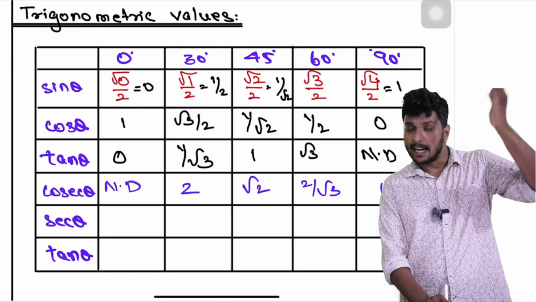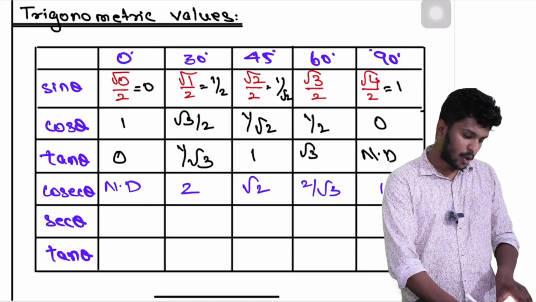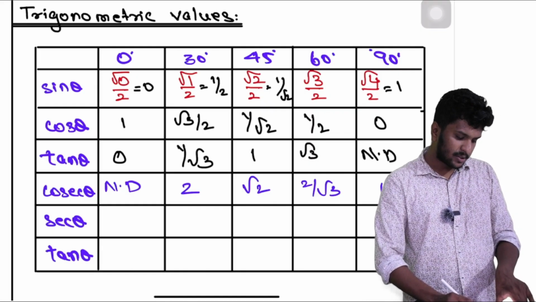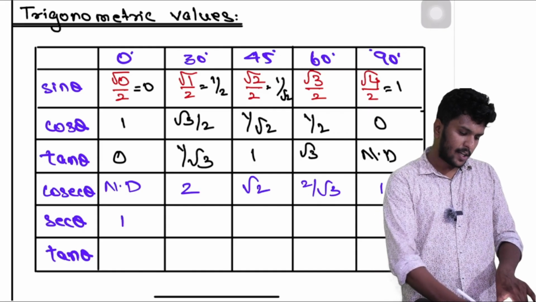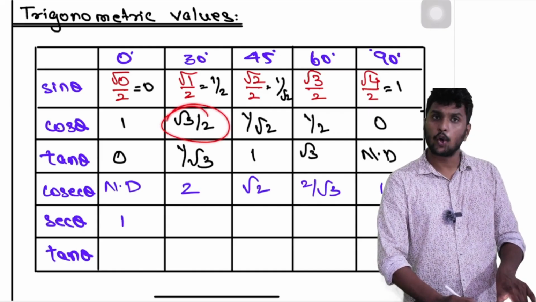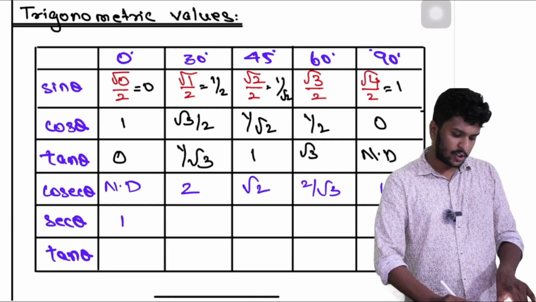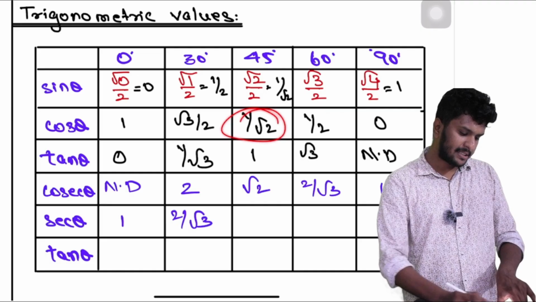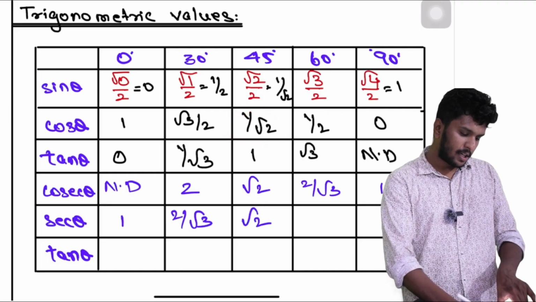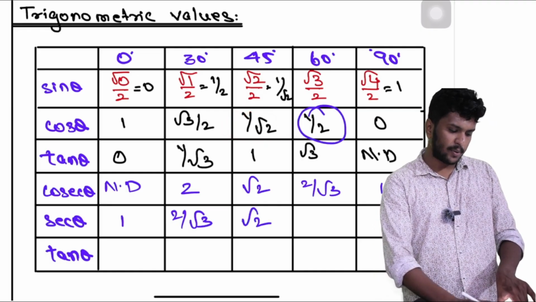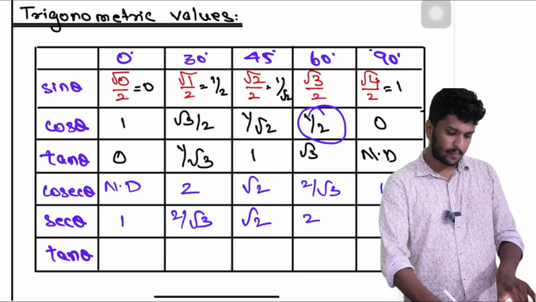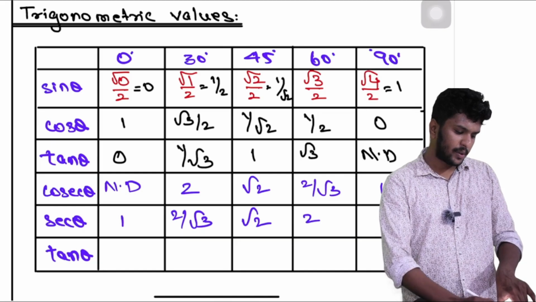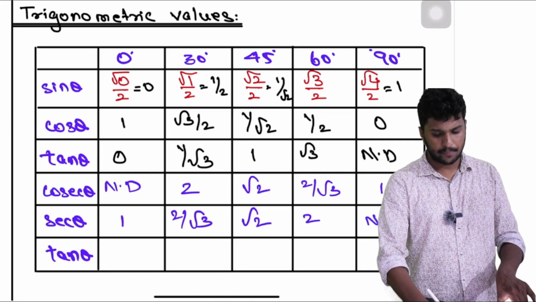Similarly, you can find sec. How to find sec? It is the reciprocal of cos. Cos 0 degree is 1, so sec 0 degree is also 1. Cos 30 is root 3 by 2, so its reciprocal is 2 by root 3. Cos 45 is 1 by root 2, its reciprocal is root 2. Cos 60 is 1 by 2, its reciprocal is 2. Then cos 90 is 0, its reciprocal is not defined.